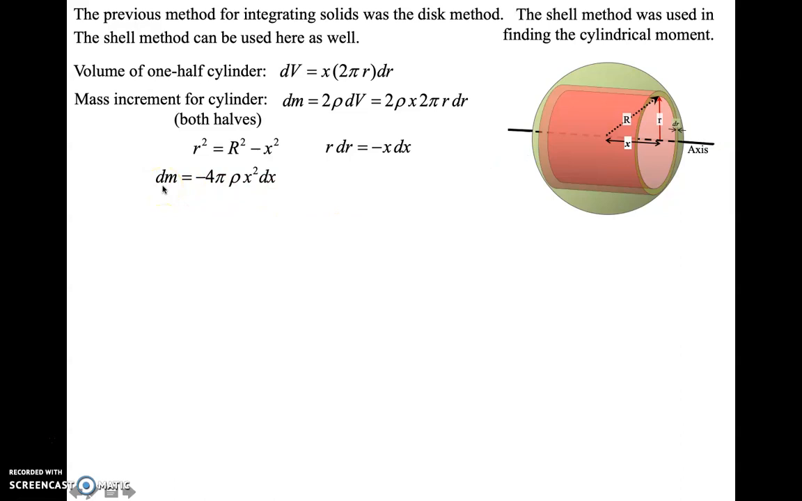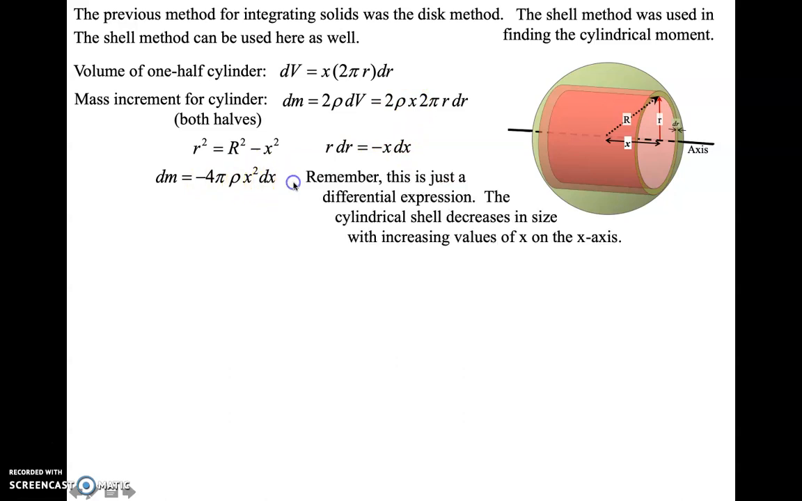Okay, just the same thing as before now. The amount of mass is going to be volume times rho, but now I've got this negative term because I've written it in terms of x, haven't I? I've replaced r dr with negative x dx. So I've got negative x dx times x, or I've got x right here times x, is negative 4 pi rho x squared dx. Remember, this is just a differential expression. The negative sign is just because the cylindrical shell decreases in size with increasing values of x along the x-axis.